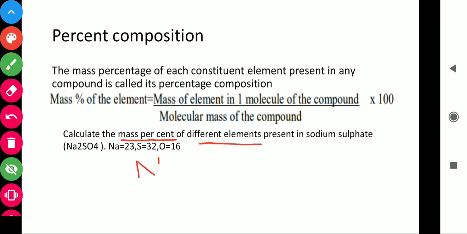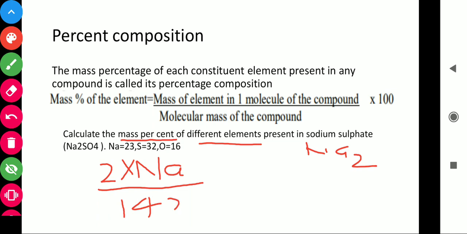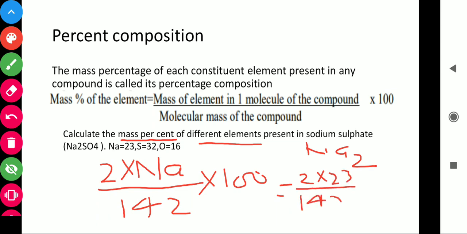Let's take sodium first. What is the mass of sodium here? Here we have Na2, it means it will be 2 into Na, because 2 atoms are present, divided by the molecular mass, that is 142, into 100. So it becomes 2 into 23 by 142 into 100. On dividing, we get the value 32.4%. This is the percentage of sodium.